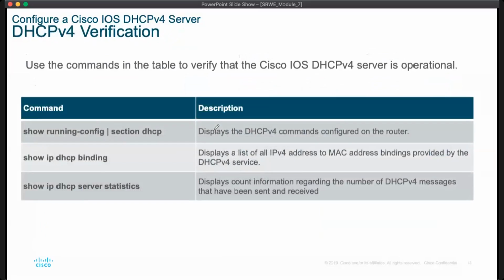So, DHCPv4 verification. Use the commands in the table below to verify that the Cisco IOS DHCPv4 server is operational. Once you set it up, you have to verify it through these commands.